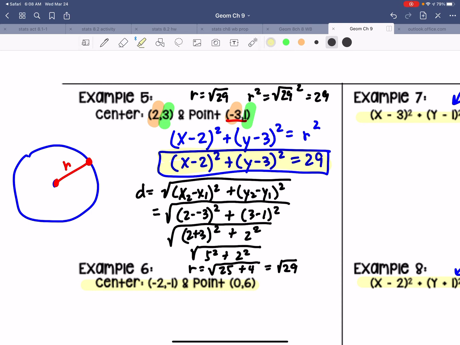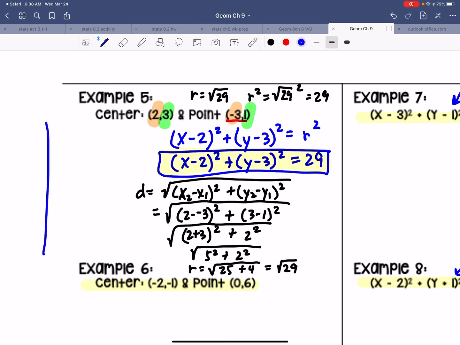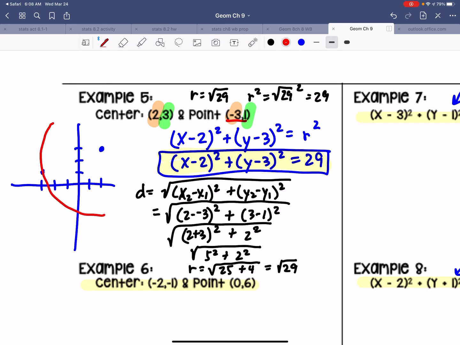Now, would I do it that way? Probably not. I'm going to be honest. I'm more of a graphing kind of a gal, so I probably would have graphed this. Center is at 2, 3. Point is at negative 3, positive 1. Notice if that is in fact my circle, then my circle's somewhere here, right? Something like that. And this is my radius. So I can find an invisible right triangle right there.